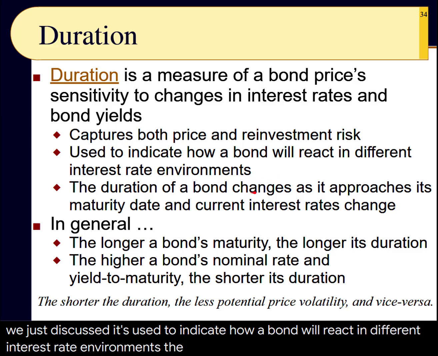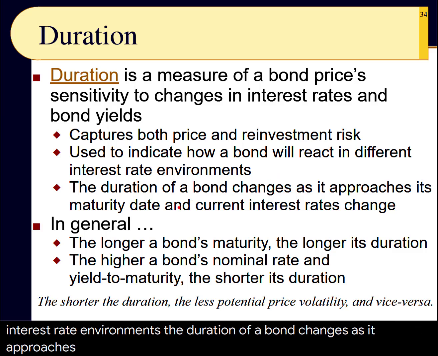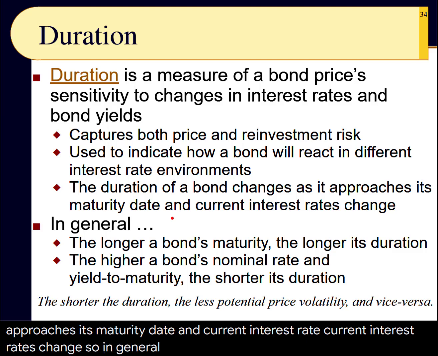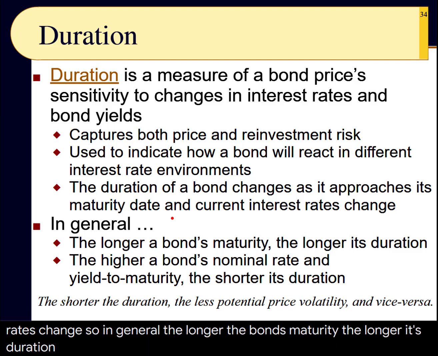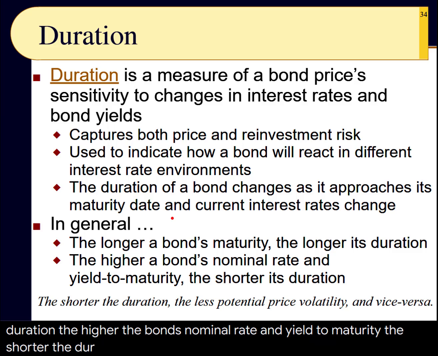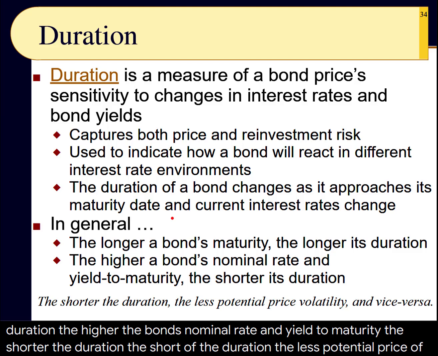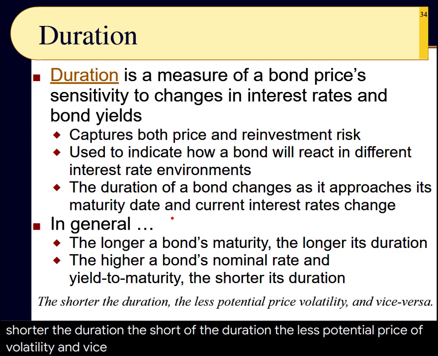The duration of a bond changes as it approaches its maturity date and current interest rates change. So in general, the longer the bond's maturity, the longer its duration. Think of it like the maturity right now. The higher the bond's nominal rate and yield to maturity, the shorter the duration. The shorter the duration, the less potential price volatility and vice versa.